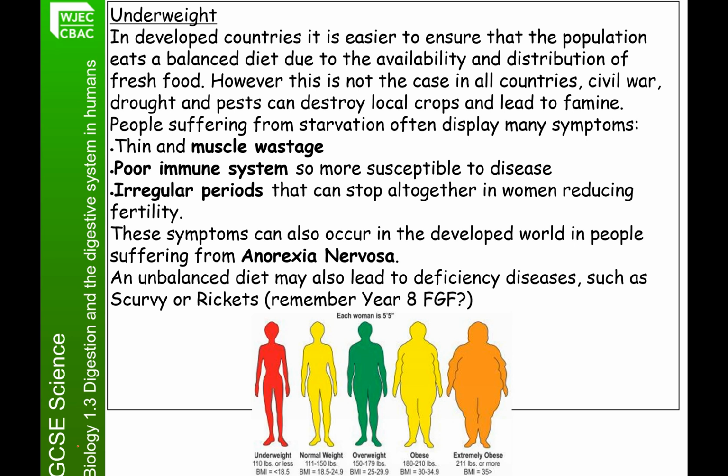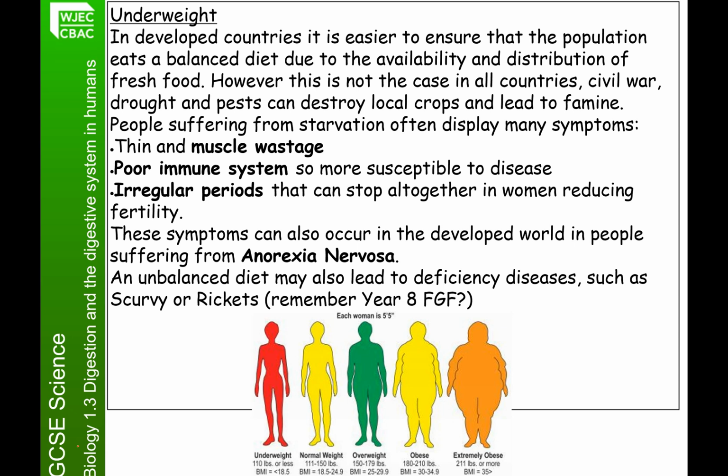We do see people suffering from the symptoms of starvation in the developed world, but they'd be related to conditions such as anorexia. With that, we're thinking about a lack of energy in the diet, but you can also have an unbalanced diet if you are lacking in a particular nutrient, for example a vitamin or a mineral. We discussed last lesson that a lack of iron can lead to anaemia. Other deficiency diseases are caused by lack of certain vitamins. You've got 2 examples there in the book.